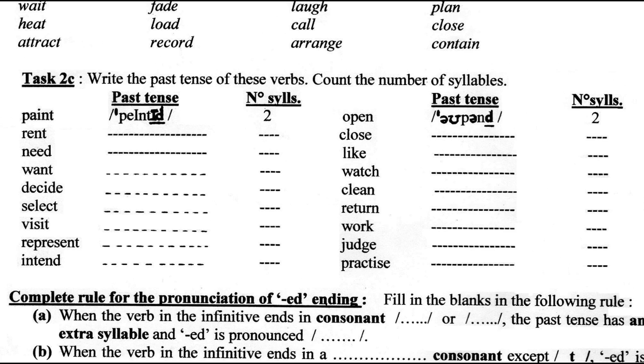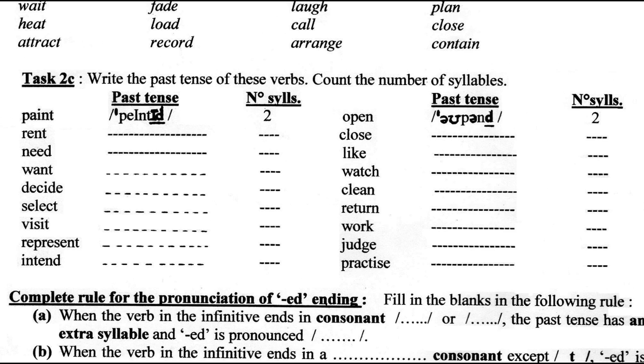Next verb is the verb like. When it is in the past, it becomes liked. How many syllables? Yes, just one syllable. And the ed is pronounced t. Next verb is the verb watch. In the past, it is pronounced watched. And the ed is pronounced t. And the word has only one syllable, even in the past.